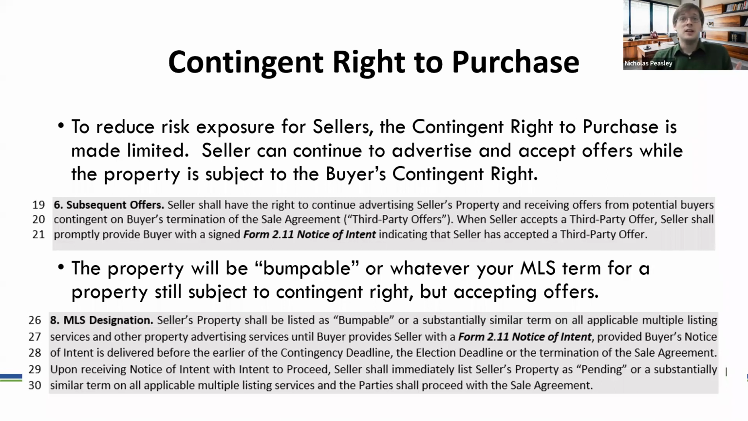And that's when you sort of close the book on being able to accept subsequent offers that aren't just straight up backup offers that have nothing to do with the contingency.